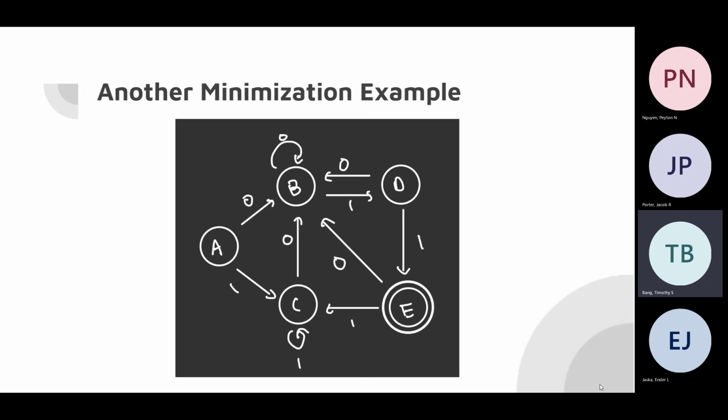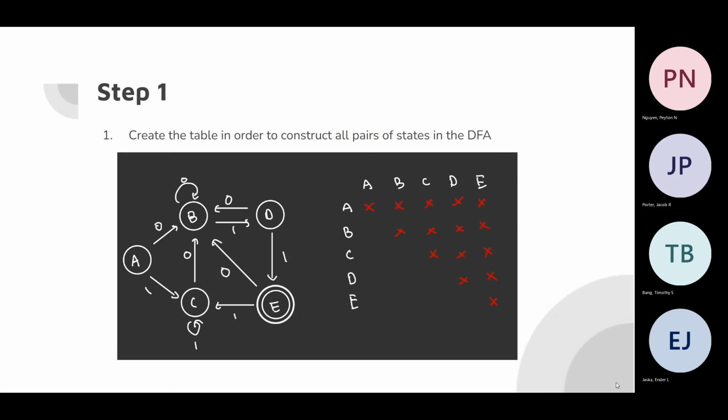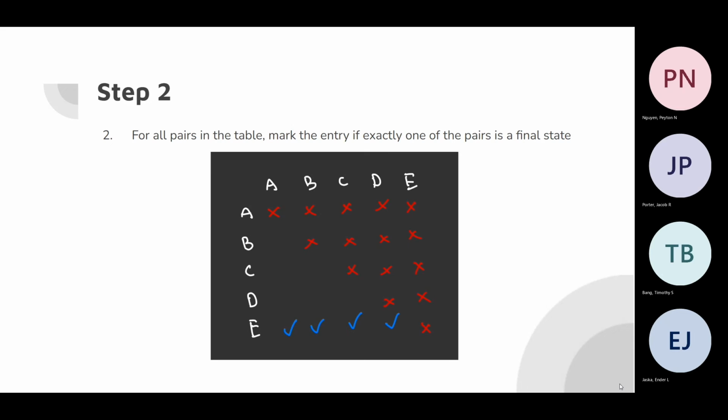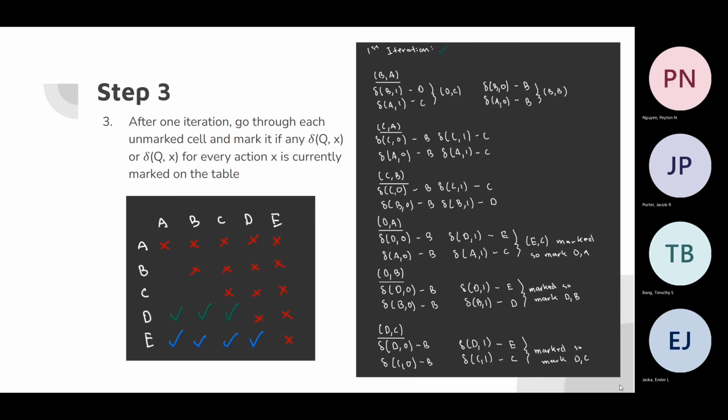Now we move into another example with a different DFA pictured here. With the first step, again, we create the table and construct all the pairs of the states in the DFA. Then the second step is to check whether a pair has exactly one final state. If it does, then we mark that cell. In the next step, we look at the unmarked cells.